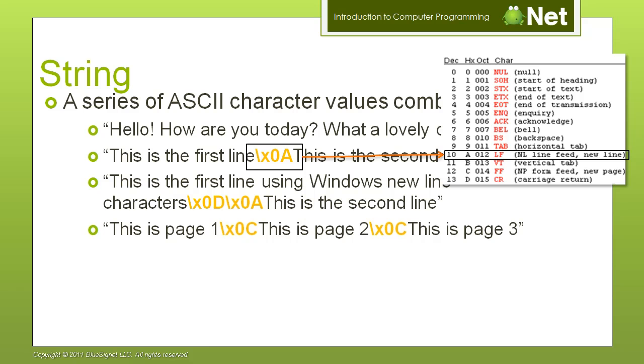So in the second example, we have a line feed. When this string is printed to a console or to a screen, it'll print, this is the first line, and then it'll get to character \hex 0a, which is the new line, or the line feed, which is decimal 10, which is where that hex value comes from. Right. And then it'll start printing on the next line, this is the second line.